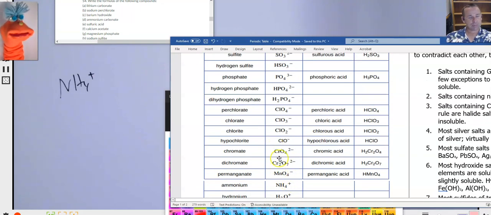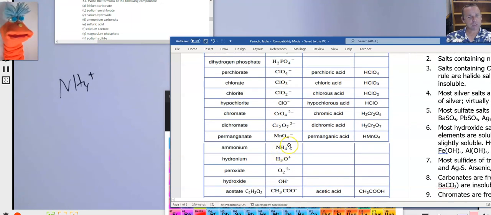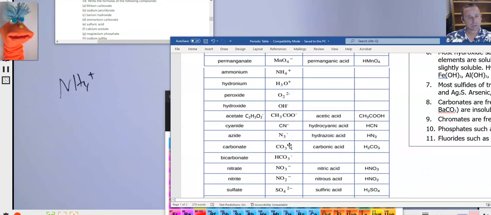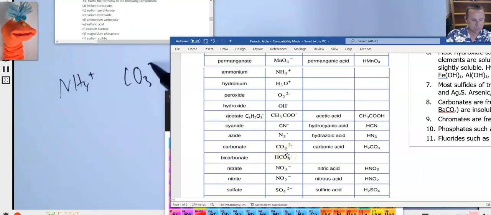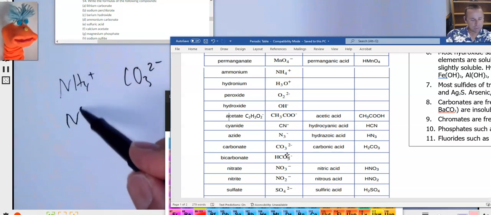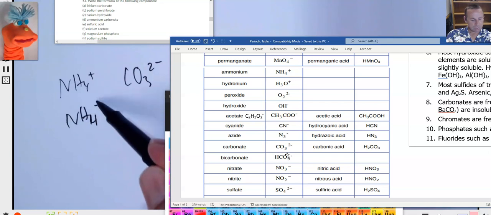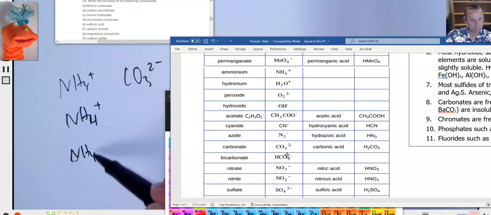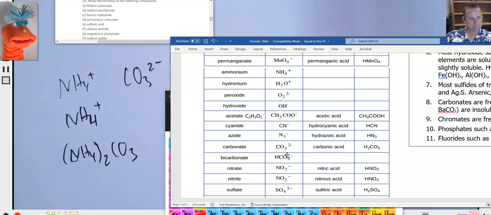And carbonate? Yeah, carbonate is CO3 2 minus. Do you see it? No, I don't see it. Oh, there it is. CO3 2 minus. Okay, CO3 2 minus. So there need to be 2 ammoniums? That's right, 2 ammoniums, NH4 plus. NH4, there's 2 of them, and then CO3, like that. Ammonium carbonate. Very good.